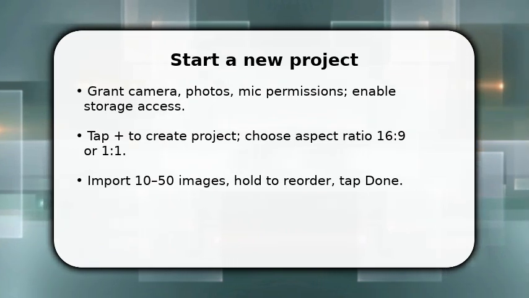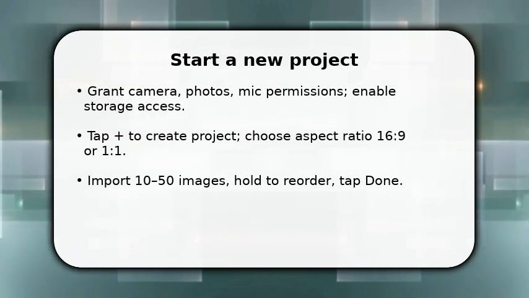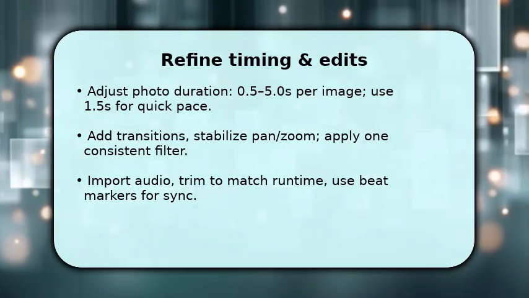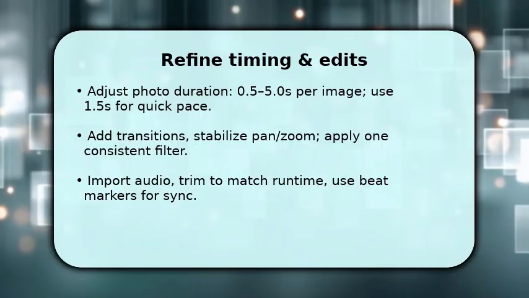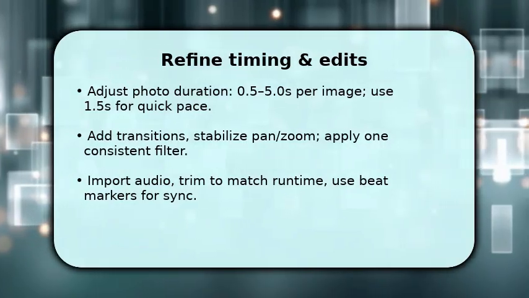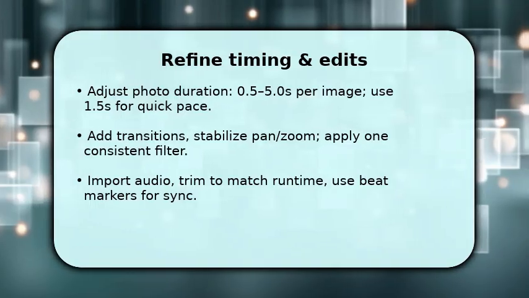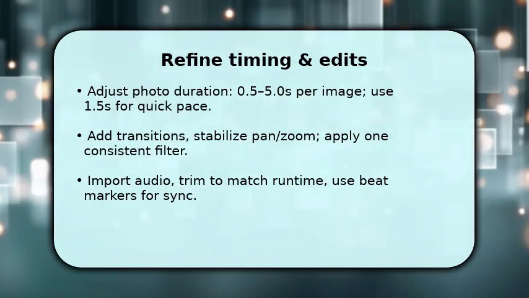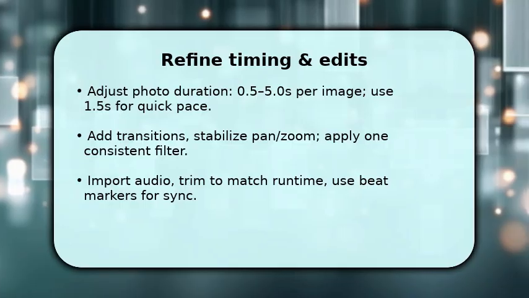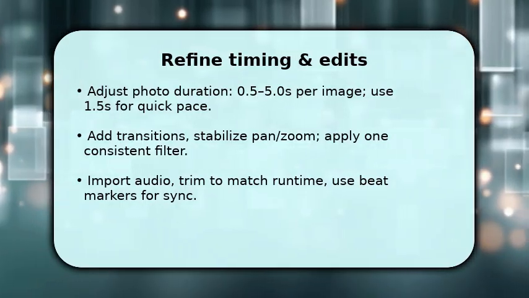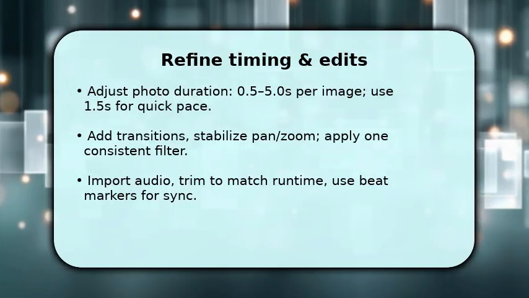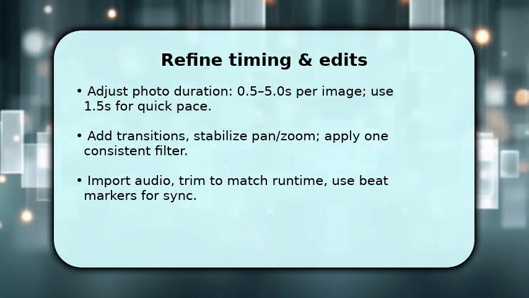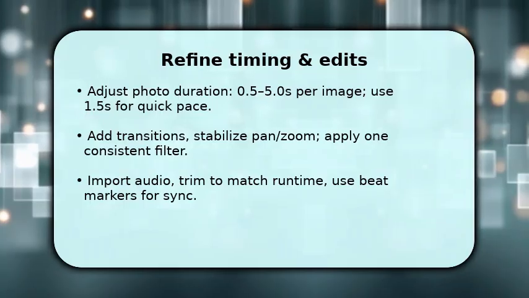Now you refine. Adjust each photo's duration, try 0.5 to 5.0 seconds depending on energy, and use 1.5 seconds for steady rhythm. Once done, add transitions and enable pan/zoom or keyframe a slow move to create motion from stills. Import your track, trim and snap images to beat markers so visuals hit when audio does. Make sure to apply a single color grade or filter across clips so nothing jarringly shifts.